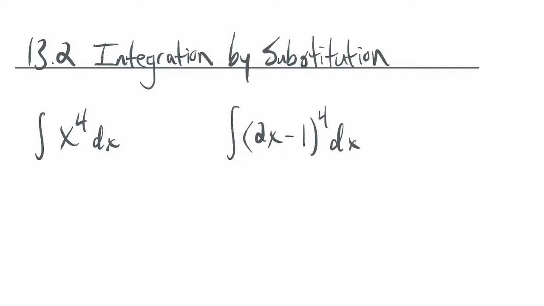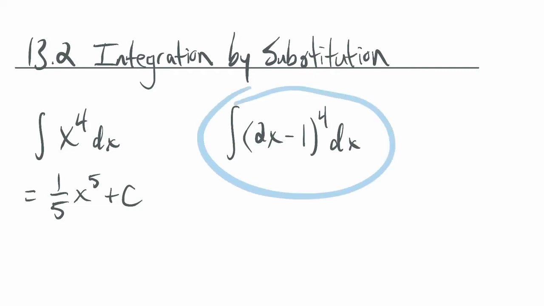On the left here, we've got this example, or this antiderivative, the antiderivative of x to the fourth dx. And we know how to deal with this because we have the power rule for the antiderivative. I can say, oh, well, this is going to be 1/5 x to the fifth plus c, right? Just use the power rule.